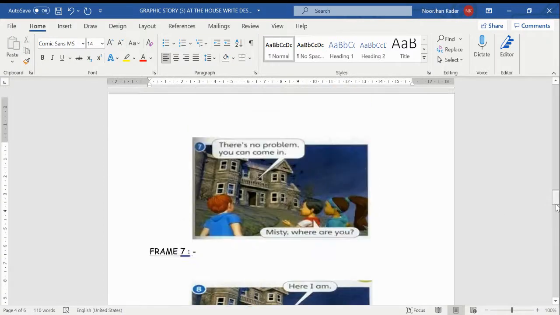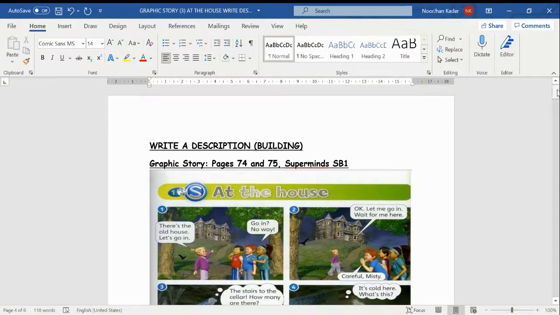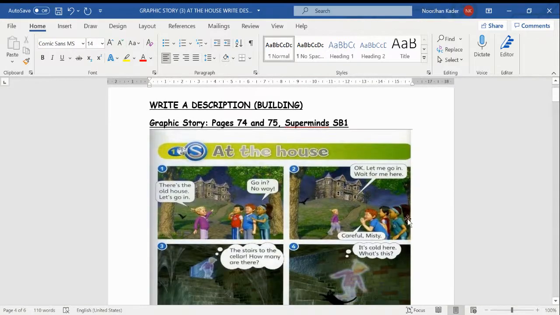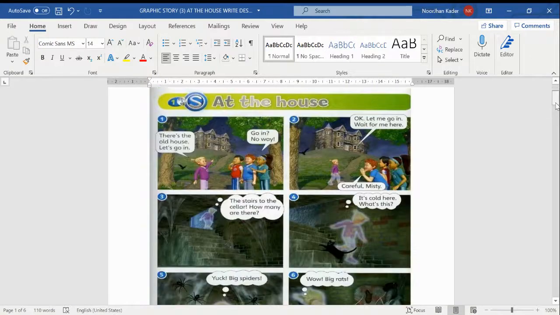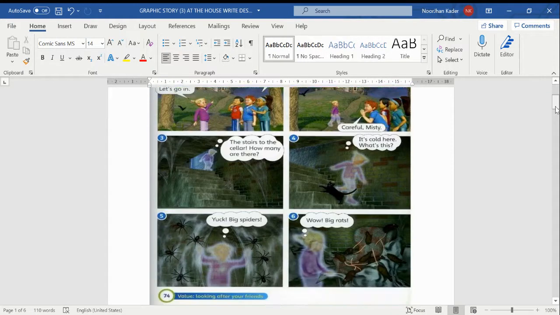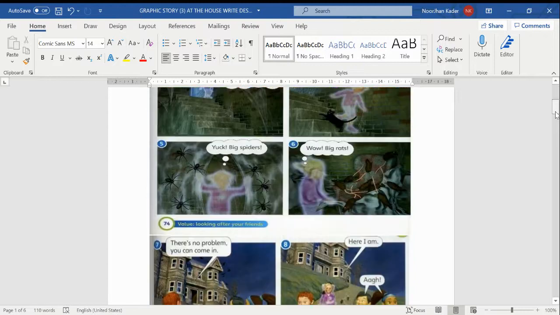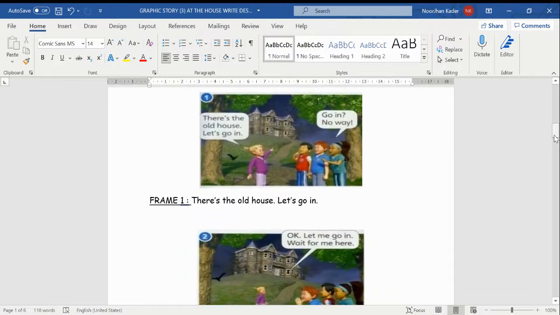Okay, let's see. We have done all the frames. Later on we can go through this graphic story in detail, but there will be another lesson. For today we are more concerned about how to write a description out of this graphic story. So we are taking into consideration the descriptive sentences in each frame. Okay, let's look at the first frame.